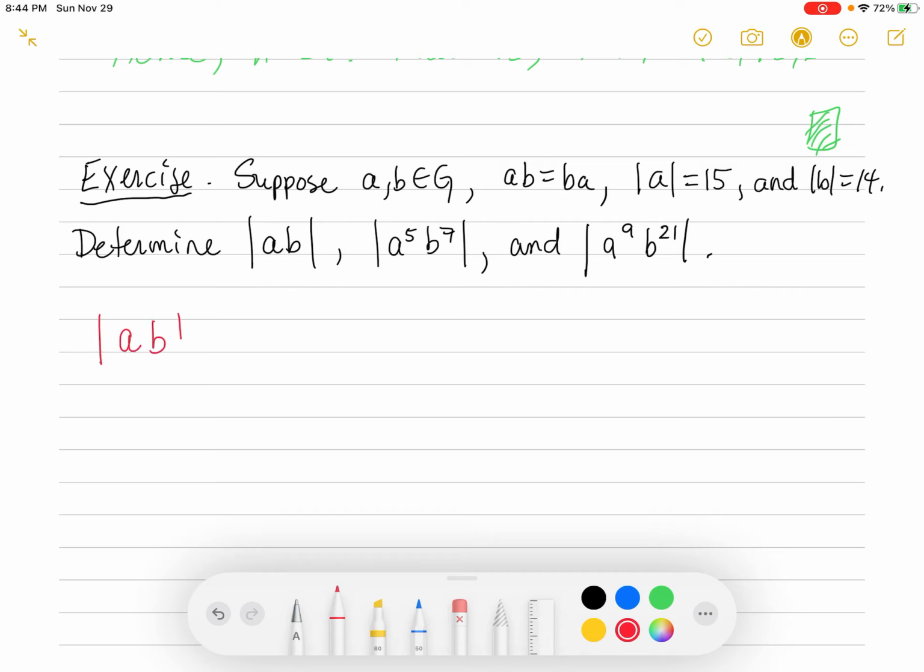So three orders. So the first one, the order of A times B, well, the orders are relatively prime. 15 and 14 are relatively prime, so we can write this as the order of A times the order of B. So that'd just be 15 multiplied by 14. I'll use a calculator, 15 times 14. 210.